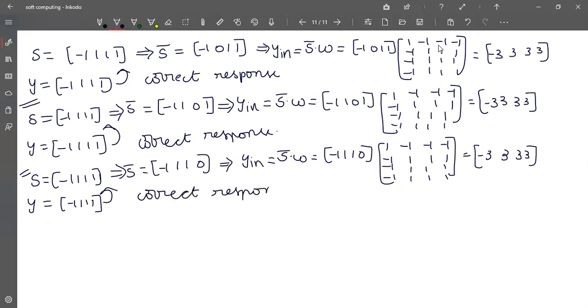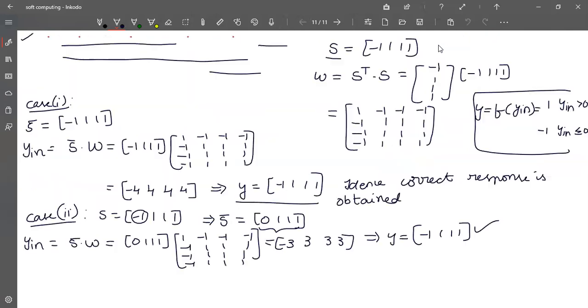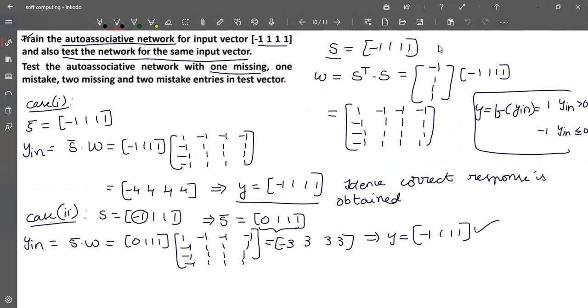So the conclusion with this is the network produces the correct response, though one value got missed. Okay, and now let's go to the question again. Next, one mistake value.